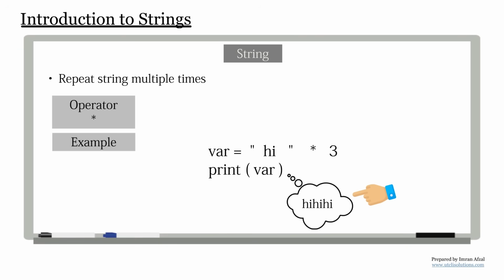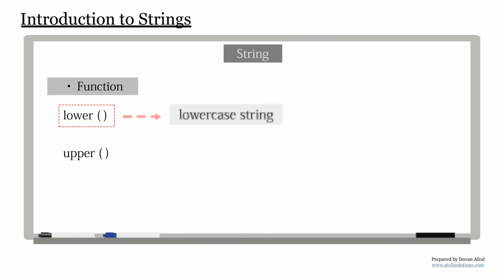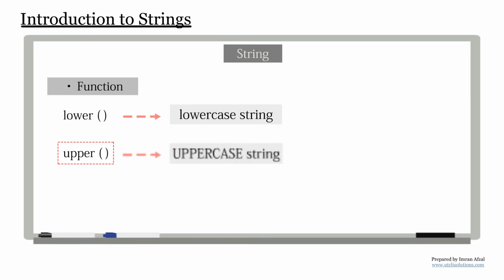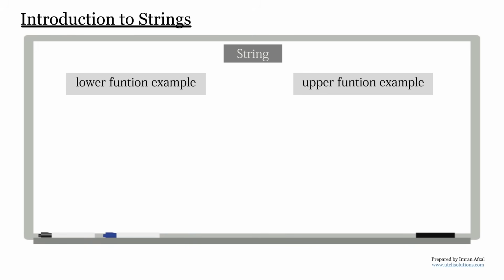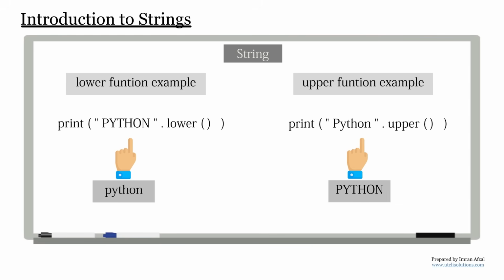Strings also support many built-in methods for performing various operations. You can use .lower() to convert a string to lowercase or .upper() to convert it to uppercase. For example, "Python" with uppercase P at the beginning, .lower() returns python with all small letters, and .upper() returns PYTHON in all capital letters.